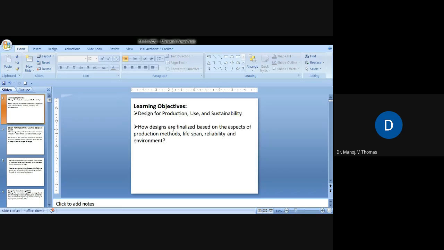Design, we know the different steps of design thinking. That's a classical example of a design approach. You have empathize, define, ideate, prototype, and test. And finally, you have the design with you. And that design should be sustainable. What do you mean by sustainability?